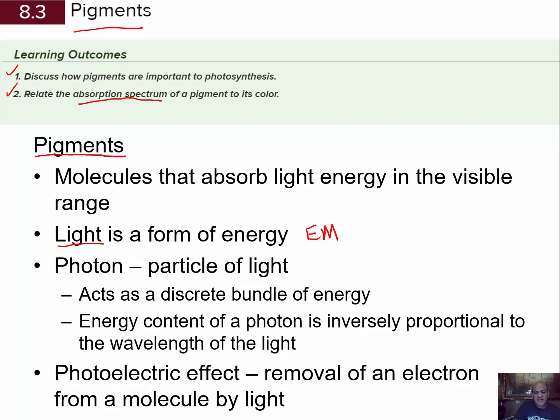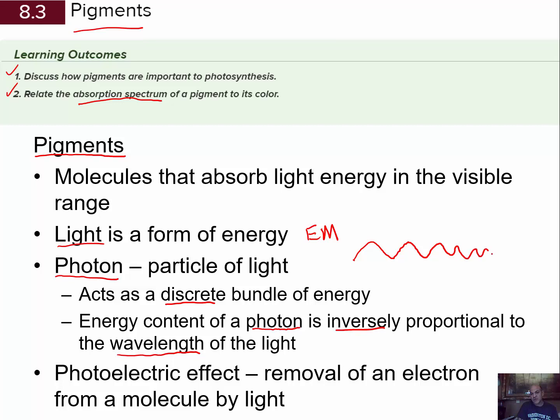Physicists have described light as behaving as both wave and particle. The particle behavior of light is called photons. The photons are the particles of light, and they act as discrete individual bundles of energy. The energy content of a photon, as we're going to see in the diagram in a bit, is inversely proportional to wavelength. So one of the things that gives us different colors is changing the wavelength.